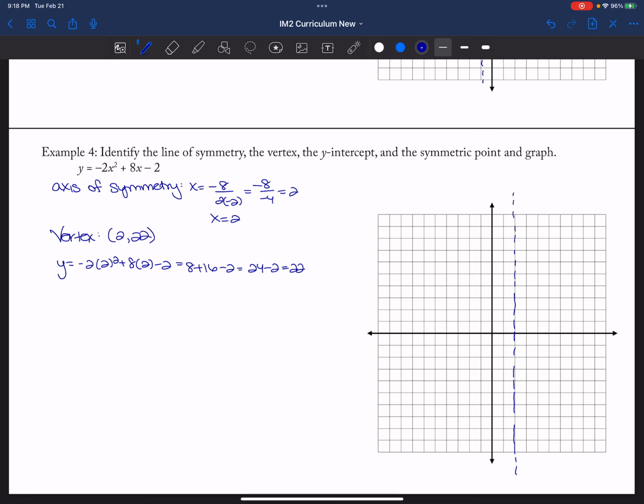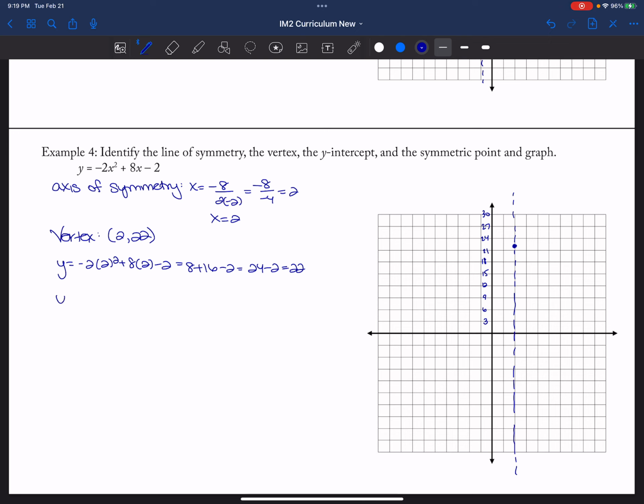So my vertex is way up high, so I should probably count. 1, 2, 3, 4, 5, 6, 7, 8, 9, 10. So I should probably count by threes. 3, 6, 9, 12, 15, 18, 21, 24, 27, and 30. So then 22 is probably right about here. So that is my vertex.